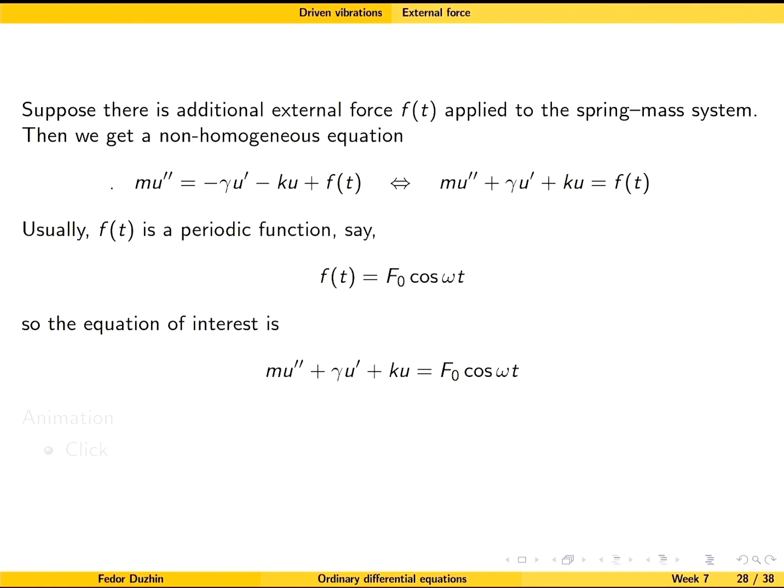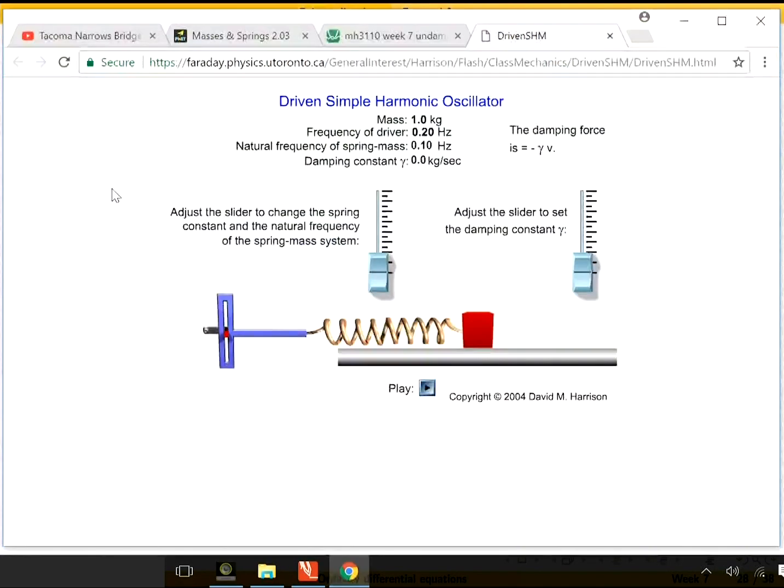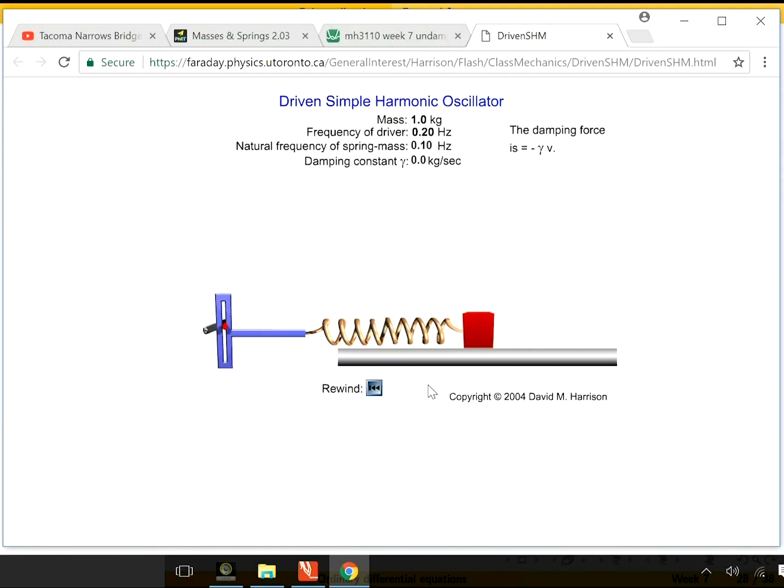The left-hand side is still the old one, but on the right-hand side, instead of 0, we are going to get this external force. So let me show you how it looks. In this case, note that I've set the frequency of the driving force to be more than the frequency of the spring mass system. So this on the left is our driving force, and this is our spring mass system, and here is what it looks like.